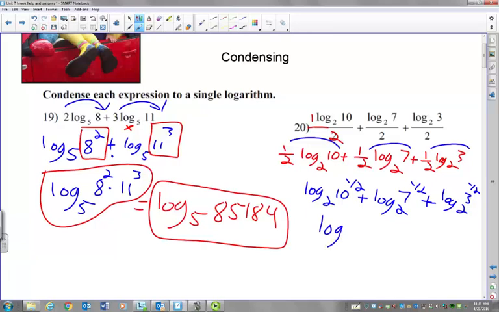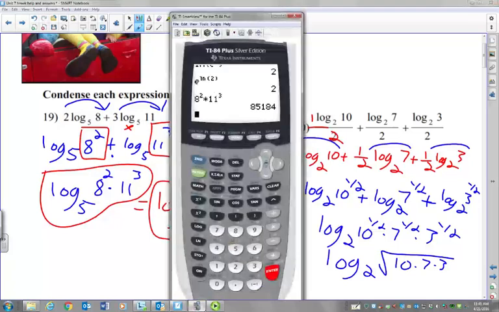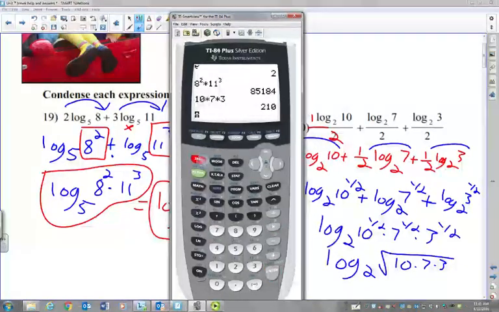So now we have log base 2, 10 to the half times 7 to the half times 3 to the half. And since they're all to the half power, and the half power means square root, we can do log base 2, and then the square root of all those things multiplied together, 10 times 7 times 3. And so we could maybe even do that in our calculator. Let's see. So 10 times 7 times 3 is 210. I don't think there's a square root of 210, so we might just leave it like that.